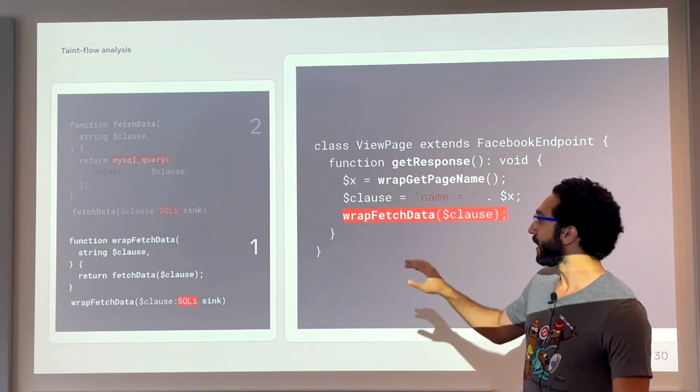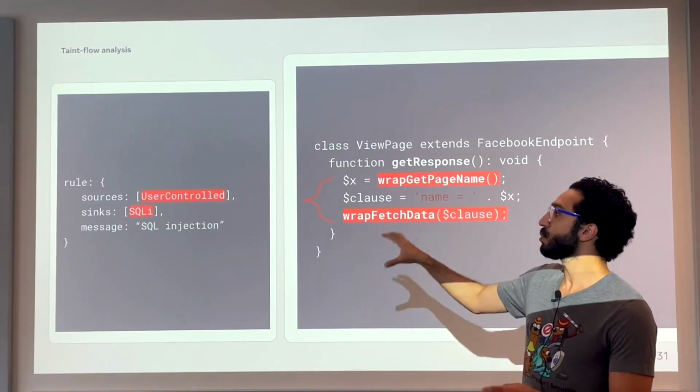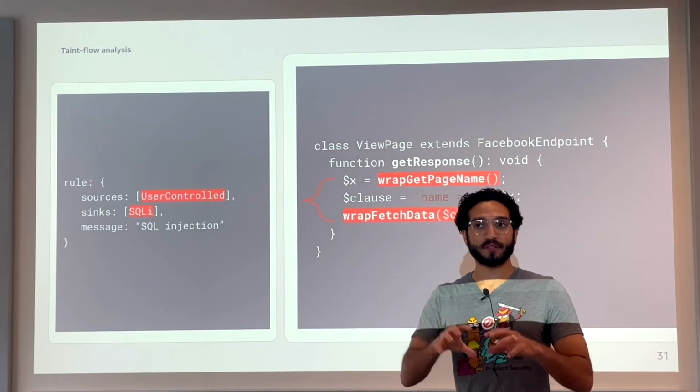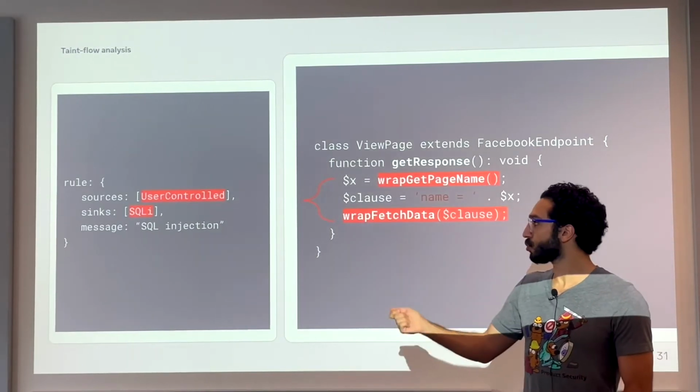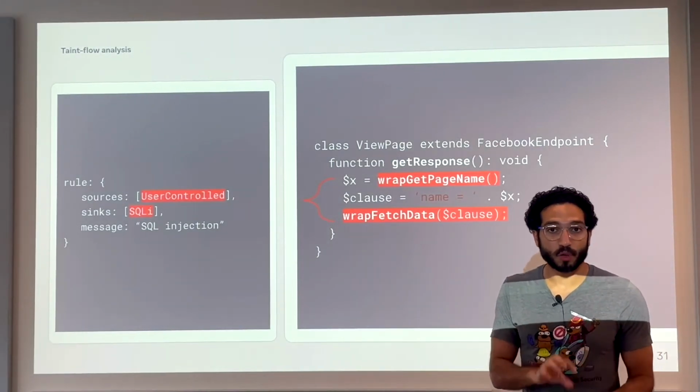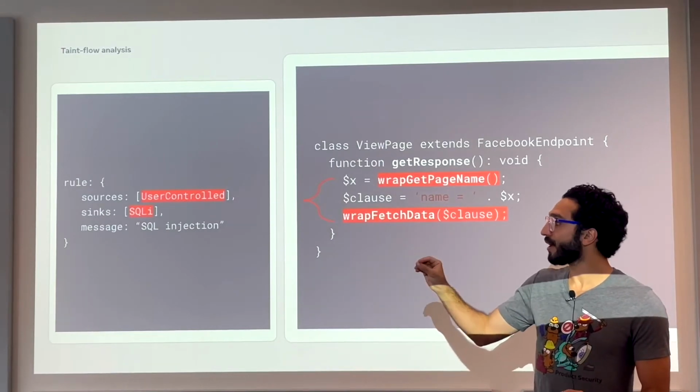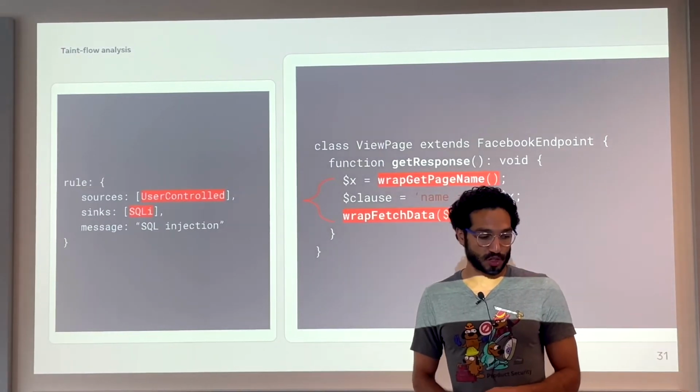And now with these two combined, we will have a rule that says if you have a source coming from user-controlled, and that is flowing into a sink of type SQLi, then that is a potential SQL injection vulnerability.